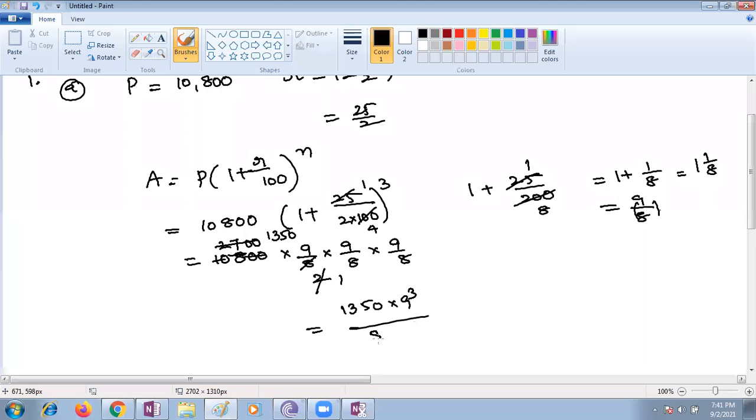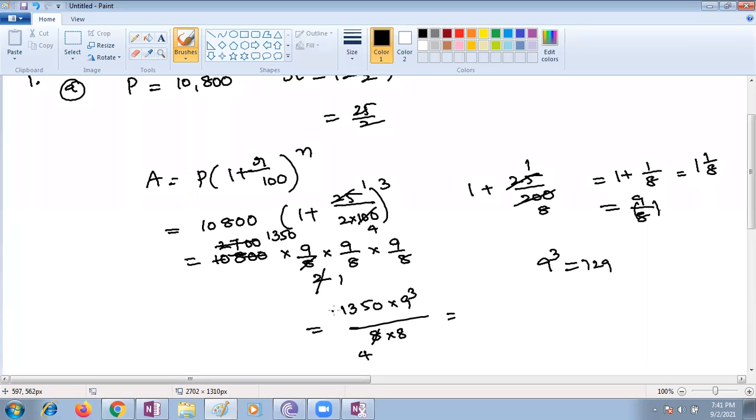Why? Because you know the squares and square root concept, you can simplify easily. 9 cube, how much, children? 729, ma'am. Very good. 9 cube is 729. Like that, 8 square is 64. You have to simplify here, right?